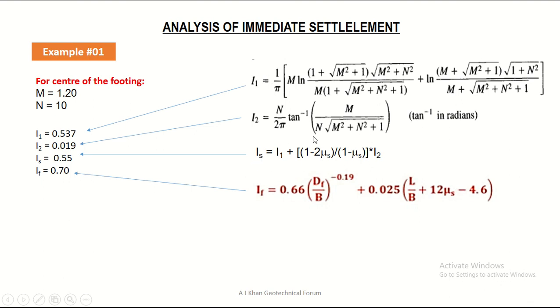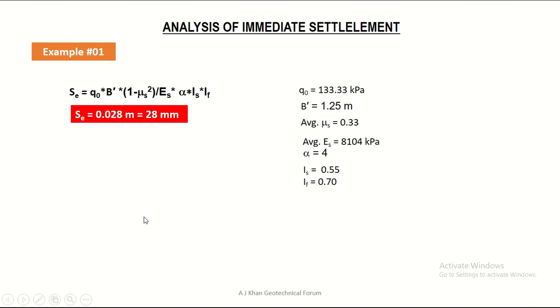expression. Just put the right values here, and in here for the Poisson's ratio value, you'll have to put the weighted average value, which is 0.33. Okay. And IF is equal to DF by B. DF is known, B is known, L, everything is known. So just put all the values correctly and you'll get IF. So that is the summary.